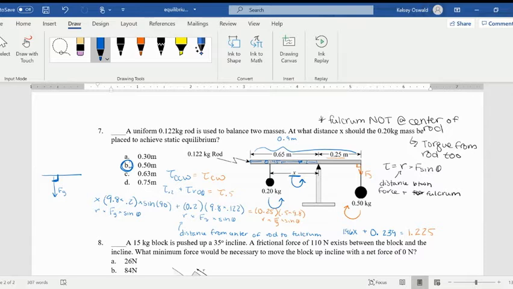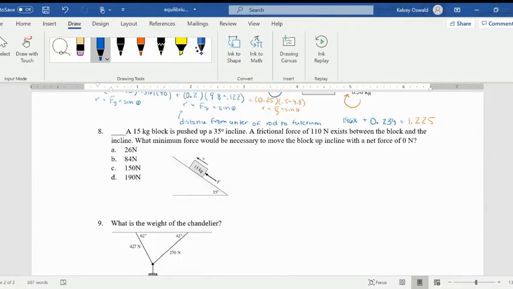All right, let's go ahead and look at the next one. Incline. We know a frictional force of 110 newtons exists between the block and the incline. We want to find the minimum force that would be necessary to move the block up the incline with a net force of 0. When you see this net force of 0, that means we're in equilibrium and our forces are balanced. Net force is just another way of saying the sum of our forces. So 0 newtons means the sum of all of our forces is equal to 0. We're balanced and we're in equilibrium.